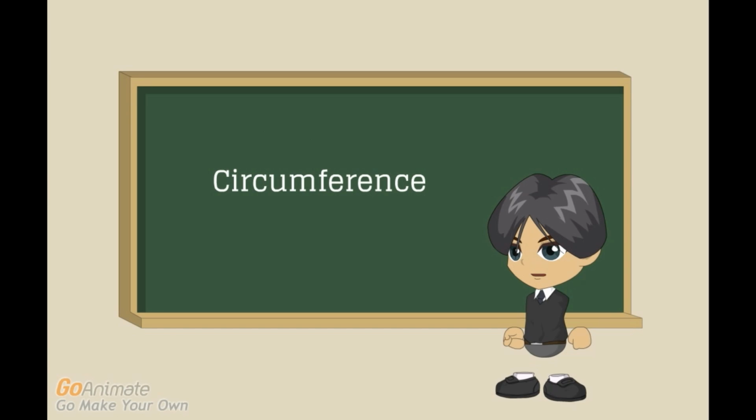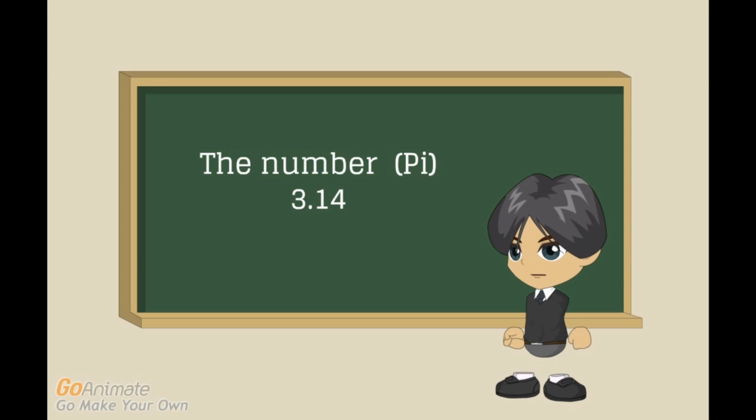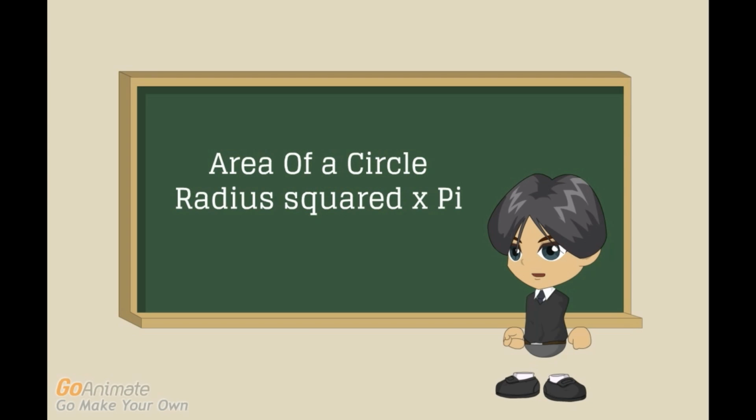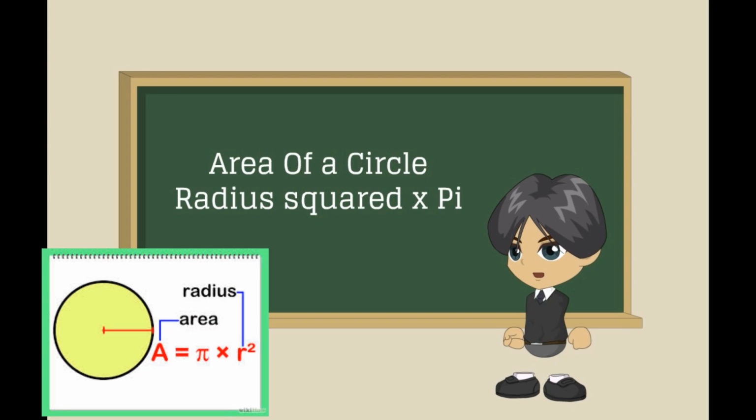Remember, the circumference is the distance around the edge of the circle. So instead of perimeter, think circumference. Now, when you divide the circumference by the diameter, you get 3.14, also called pi. If you want to calculate the circumference of a circle, all you need to do is find the diameter and multiply it by the number pi, which is 3.14. The area, however, is different. You will need to find the square of the radius and multiply it by the number pi.